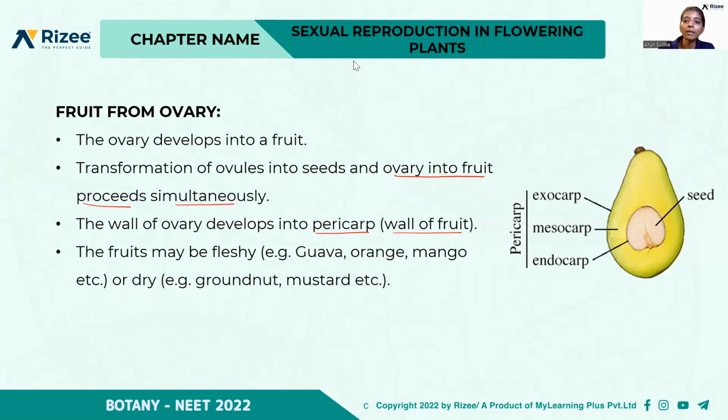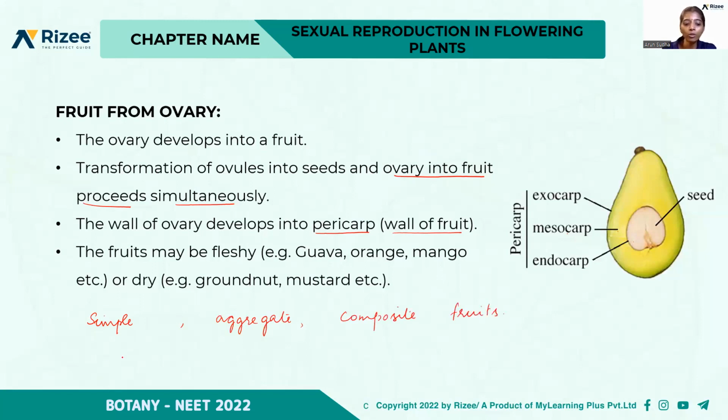We already discussed under the morphology of the flowering plants the different types of fruits, right? So today we'll see in brief about the types of fruits. The fruits can be classified into simple fruits, and also aggregate fruits, and composite fruits. These are the different types of fruits, right?